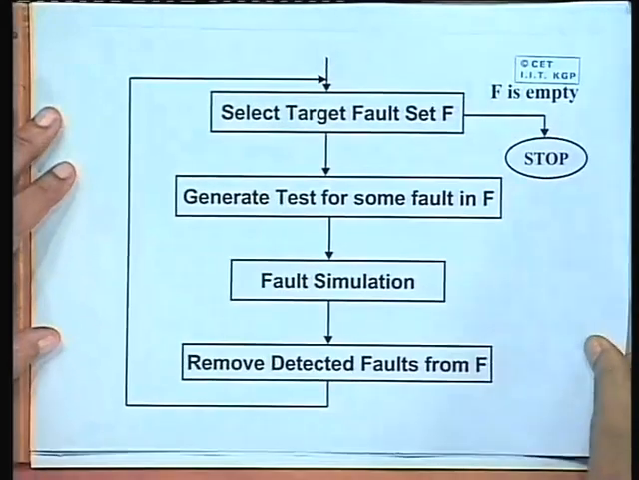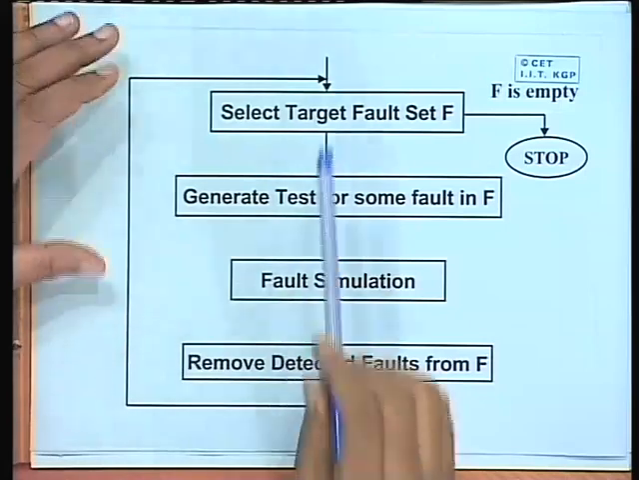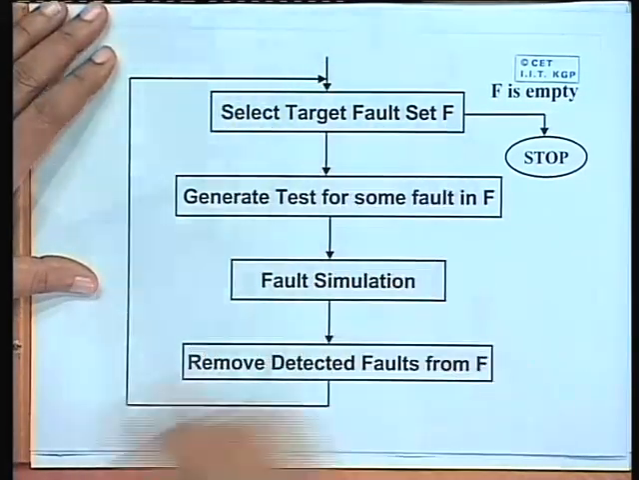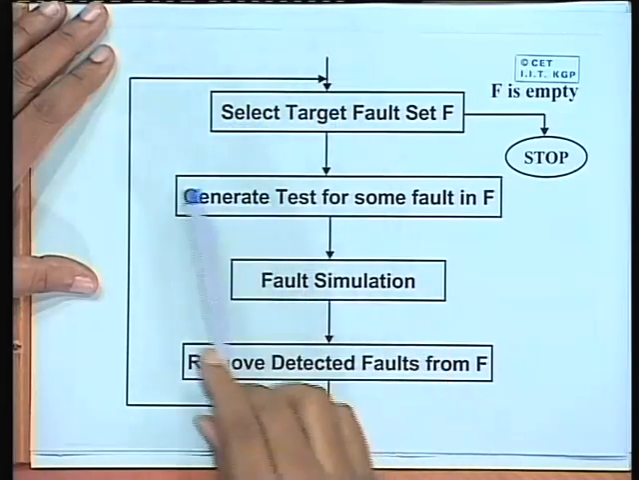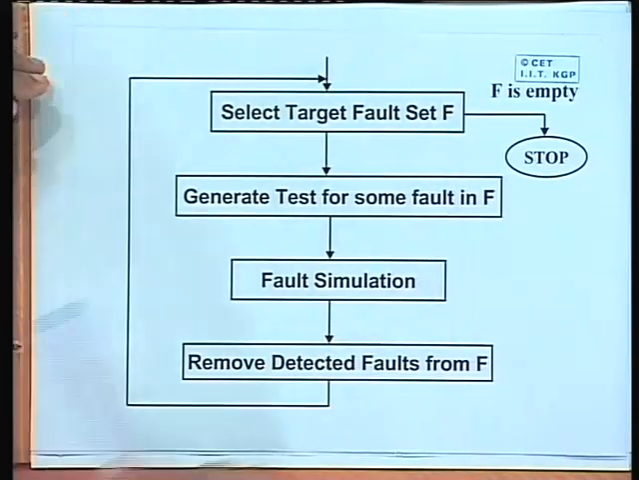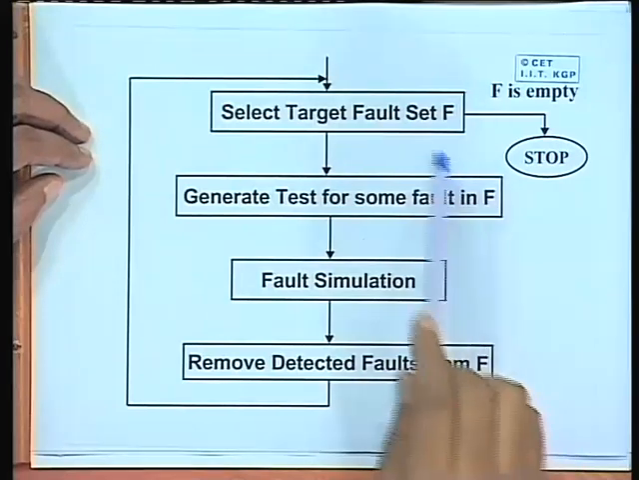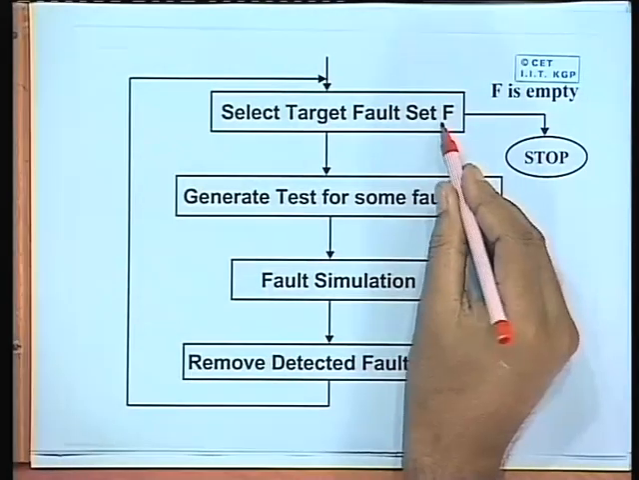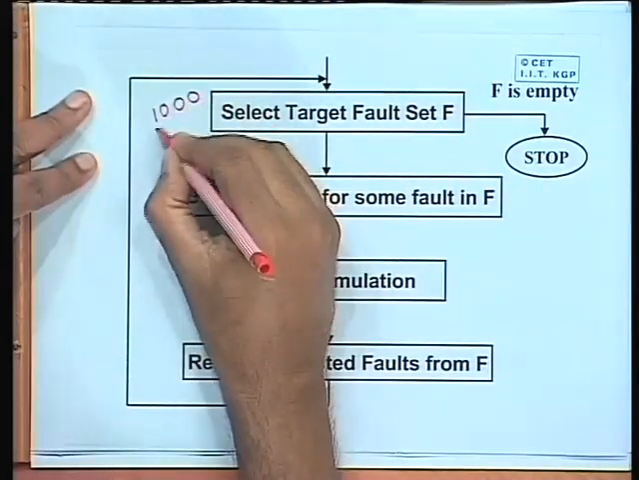So, the typical flow is like this. You start with a fault set F. You generate the test for some fault in F. Well, you need not generate a test for all the faults in F. For example, this fault set F may contain 1000 faults. For example, there are 1000 faults here.